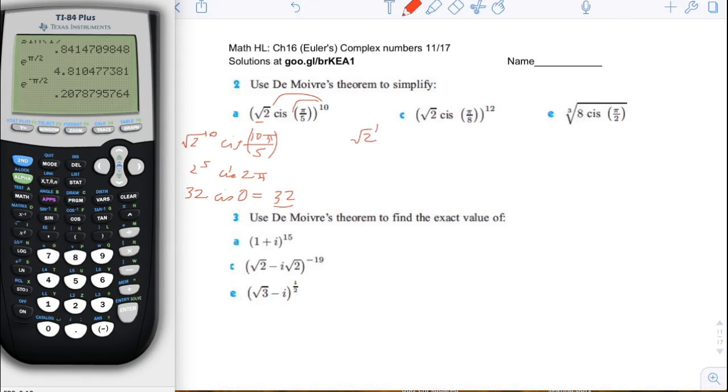Square root of 2 to the 12th power, cis 12 pi over 8. And square root of 2 to the 12th power is equal to 2 to the 6th power, which happens to be 64. And cis 12 pi over 8 is equal to cis 3 halves pi, which we know is like negative i. So it's equal to negative 64i.